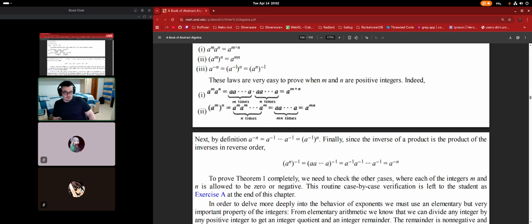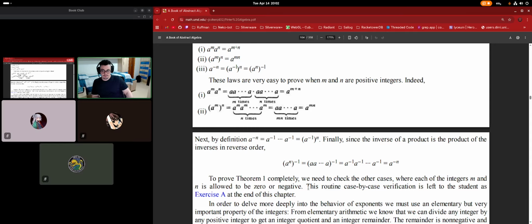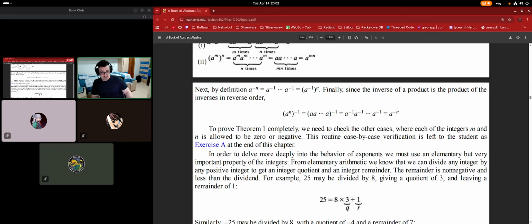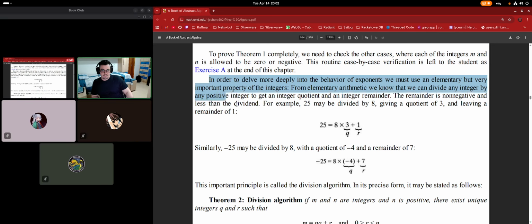We need to check the other cases where each of the integers m and n is allowed to be zero or negative, and that's essentially the proof of exercise A, which we're probably going to skip because we'd rather do the other exercises. Then there is this division thing, which there is a special name for, isn't it?